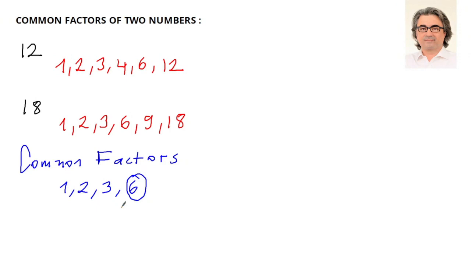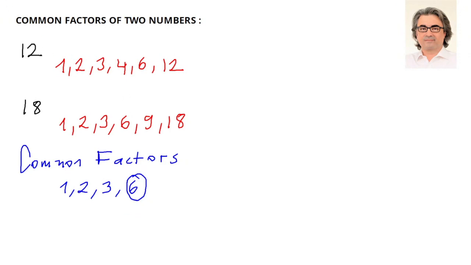And pay attention please, the remaining common factors of 12 and 18. The remaining common factors of 12 and 18 are the factors of 6. Am I right? Yes. 1, 2, 3, and 6 are all factors of 6. And 6 is the greatest common factor of 12 and 18.